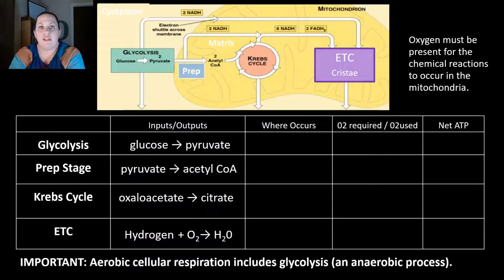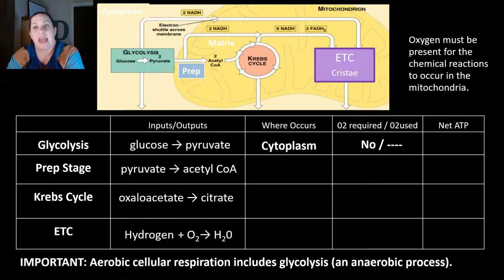All right, so let's do a brief look at the steps of cellular respiration, and then we'll dive into them in a little more detail. So glycolysis, guys, takes place in the cytoplasm. Glucose is what goes into glycolysis and pyruvate comes out. Oxygen is not needed and it's not required. We're not going to use it. ATP, we're going to make 2 of them through substrate level phosphorylation.